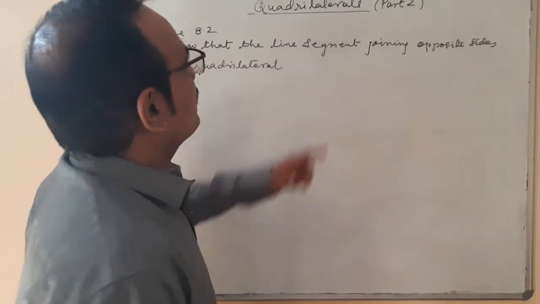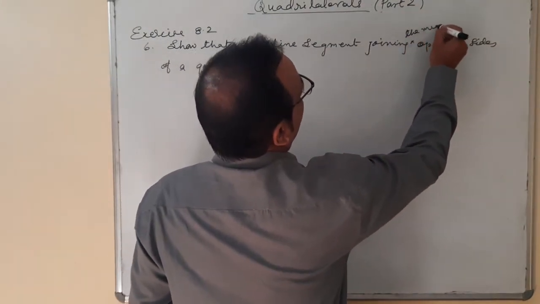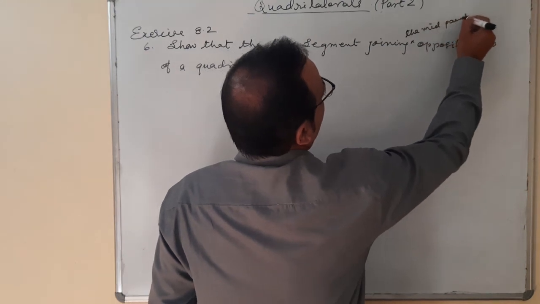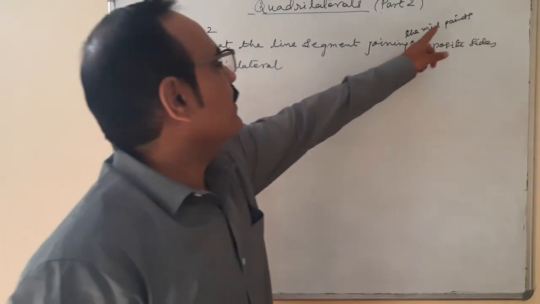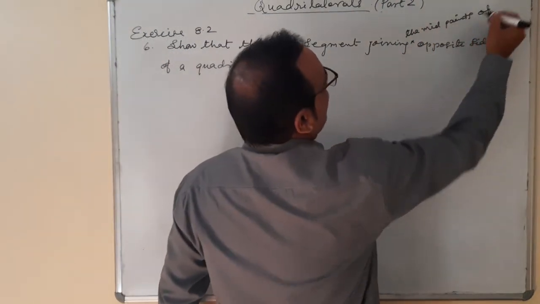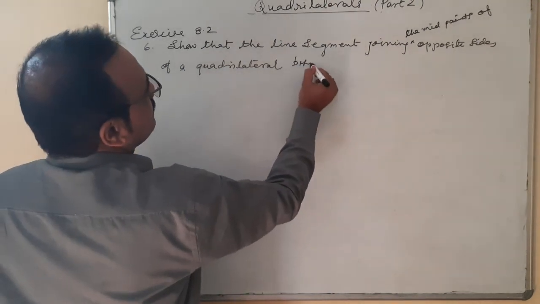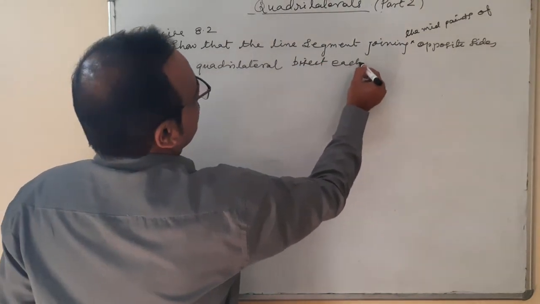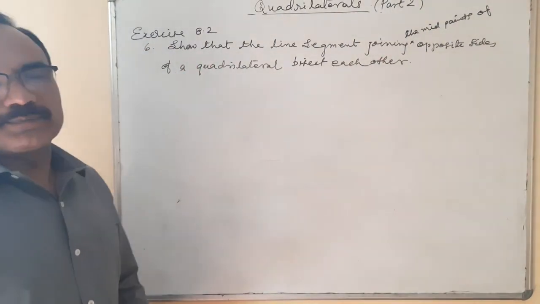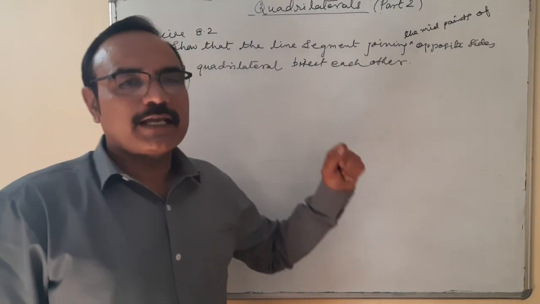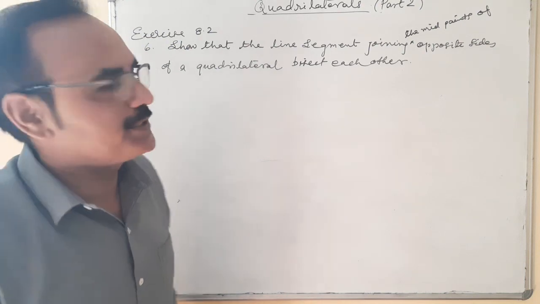Line segment joining the midpoints. This is a very important point. Midpoints. So show that the line segment joining the midpoints of opposite sides of a quadrilateral bisect each other.